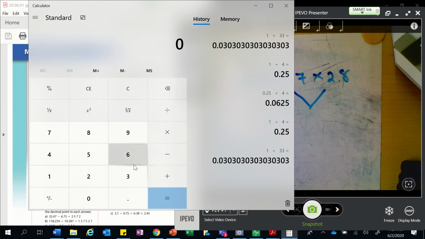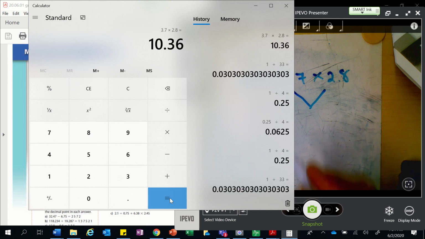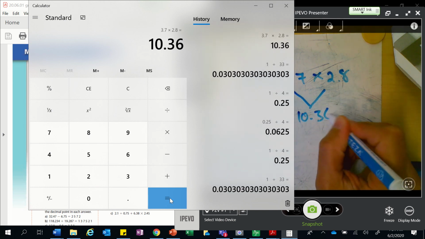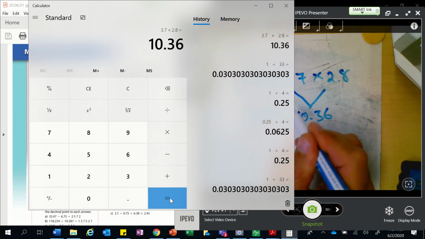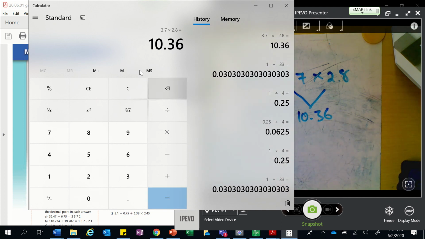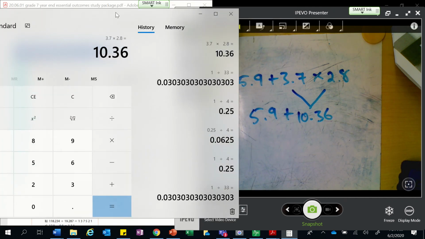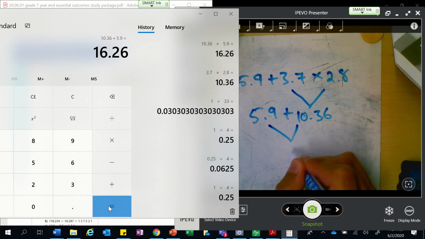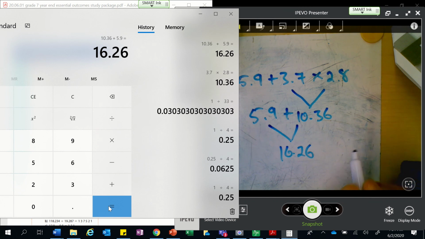So let's do that. 3.7 times 2.8 equals 10.36. I now have 5.9 plus 10.36. So let's add that 5.9 plus there. And we get 16.26. Done like dinner. All right, ladies and gentlemen, it was quick because it's a review, so it should be.